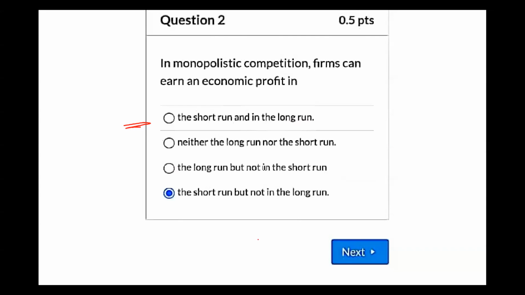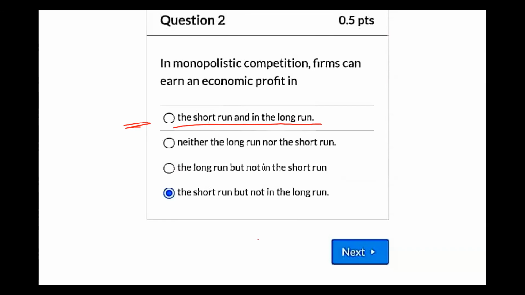All right. So number one says that it earns economic profit in the short and in the long run. That's not true, right? We said that there is no firm that makes economic profit in the long run. The monopolistic competition firm doesn't make economic profit in the long run.